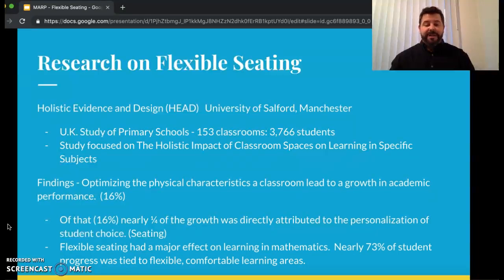And in part of their study, they said that flexible seating had a major effect on mathematics, so large they couldn't really explain it, other than saying that the reduction of anxiety would be tied to the flexible and comfortable learning areas. Nearly 73% of student progress was tied to that in math. I just found that to be astounding.